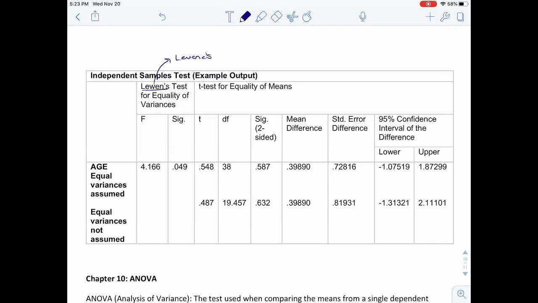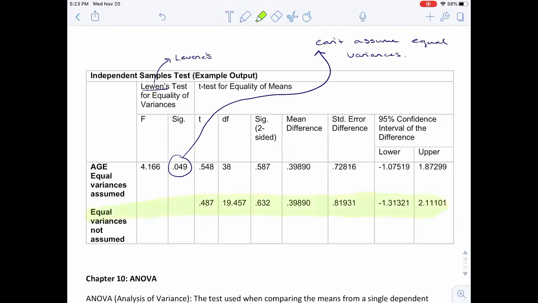Maybe I'll put a little note here. Can't assume equal variances, right? Which means that we're going to be working in the bottom row.